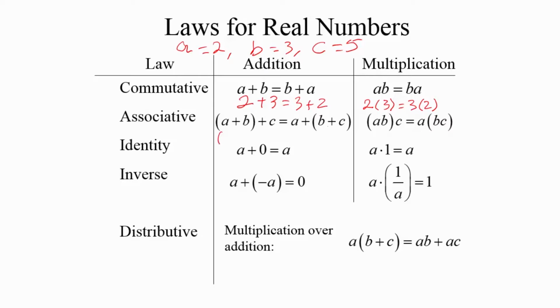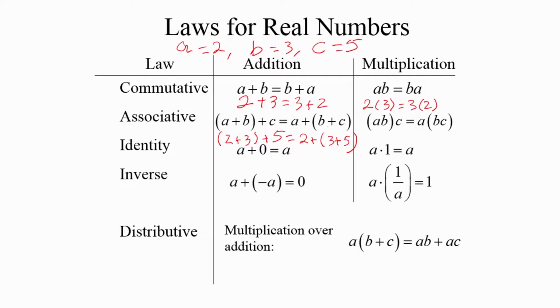So a plus b, that would be 2 plus 3, plus c, which we said is 5, is the same as a, which is 2, plus b plus c, which is 3 plus 5. Now you can see here 2 plus 3 is 5, and 5 plus 5 is 10. So on the left-hand side you have 10. On the right-hand side you have 2 plus 3 plus 5. Well, first of all, 3 plus 5 is 8, and plus 2 would be equal to 10. So 10 is equal to 10. So both sides are equal.